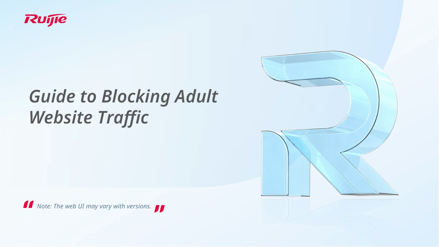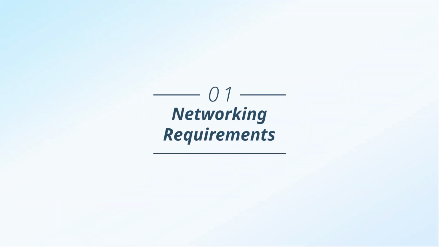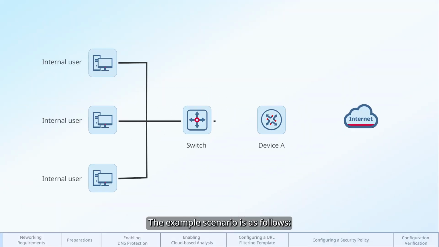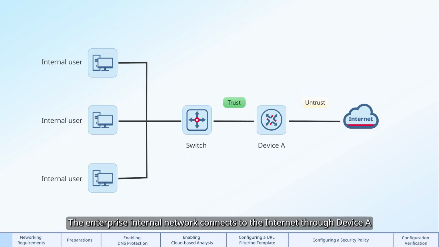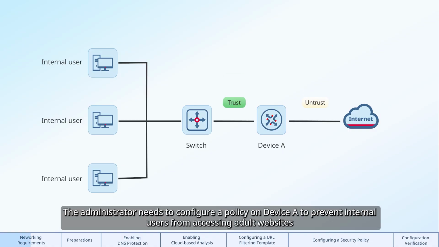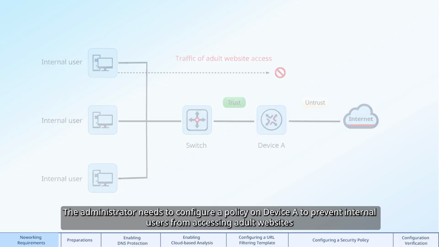This video introduces how to configure policies to block internal users from accessing adult websites. The example scenario is as follows. The enterprise internal network connects to the internet through device A. The administrator needs to configure a policy on device A to prevent internal users from accessing adult websites.